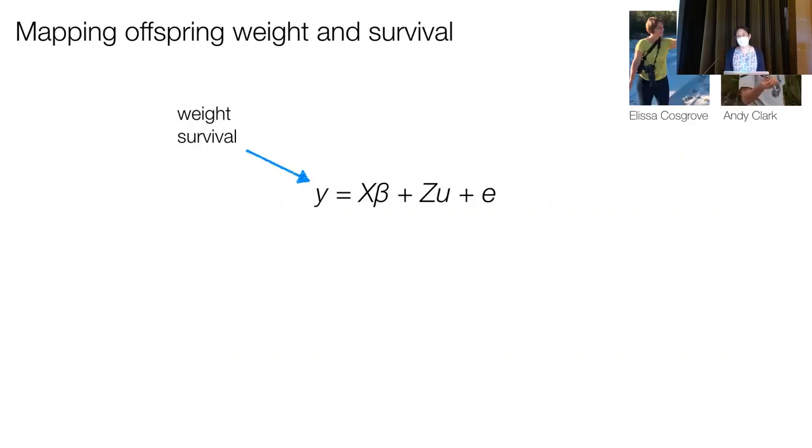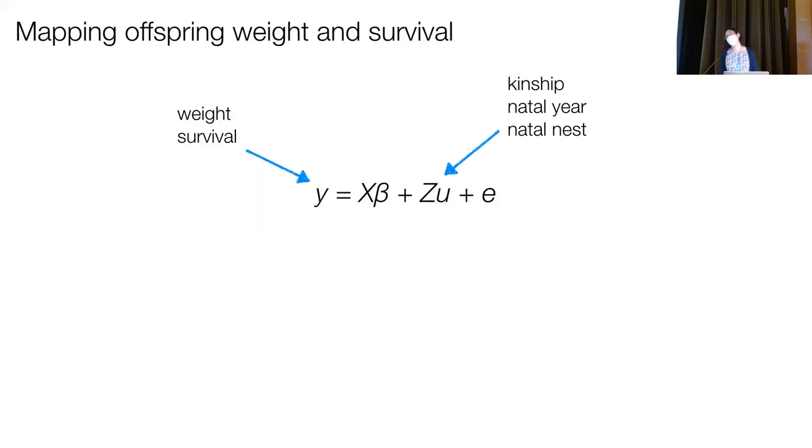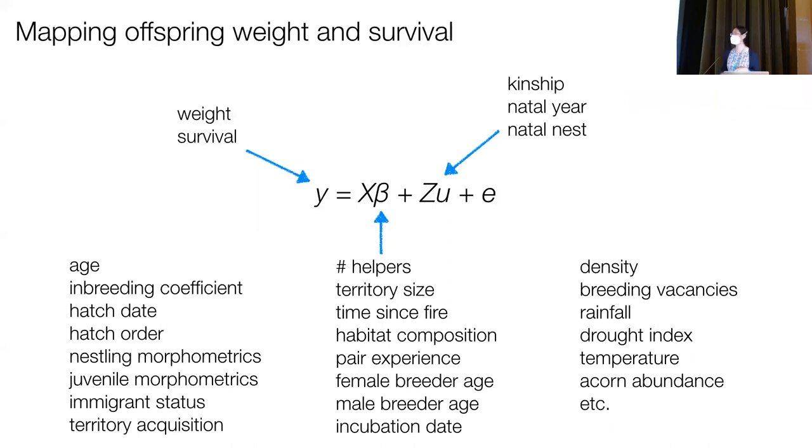Moving on to looking at genome-wide association studies. We use mixed models to try to map regions of the genome associated with offspring weight and survival. So once again, here the phenotypes are either weight or survival. We include the kinship matrix and natal year and natal nest as random effects. And then we have a whole suite of other potential fixed effects. So we do a step of variable selection to figure out which of these effects significantly influence each of our traits before then fitting the effect of each genotype of the SNPs in performing the GWAS.